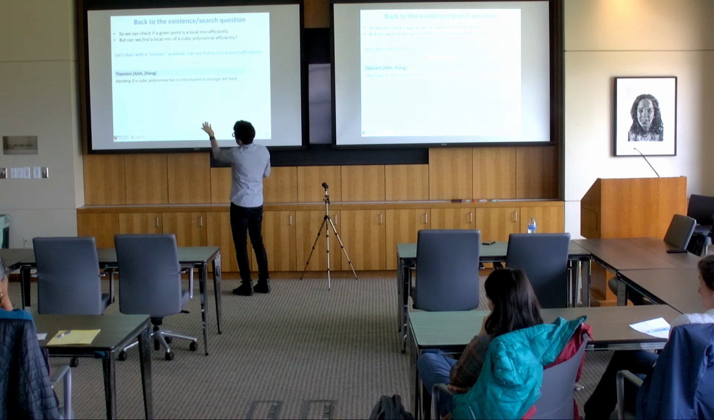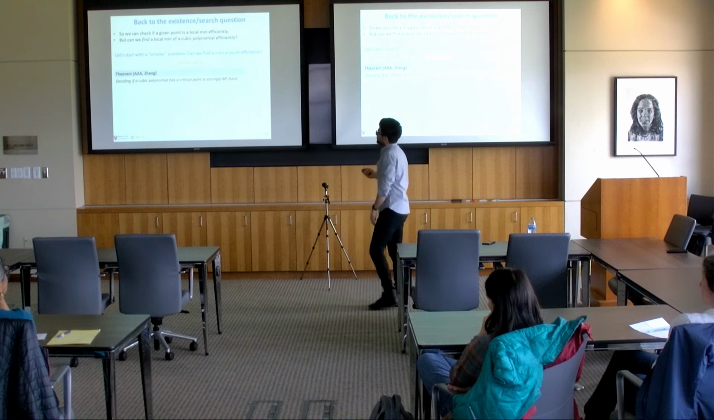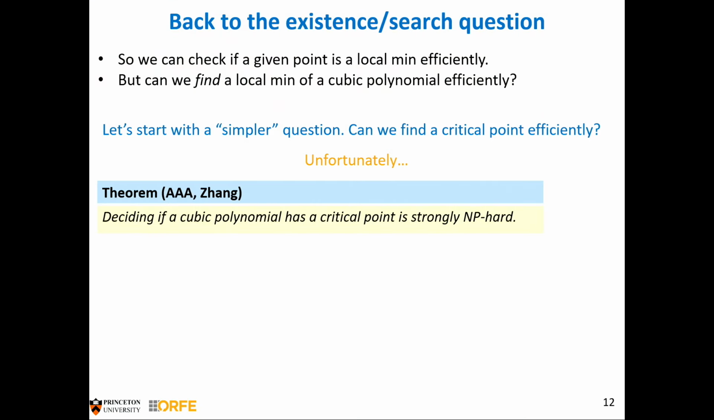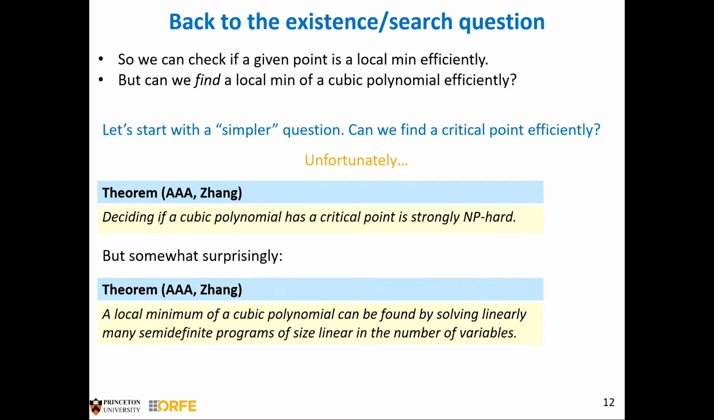And we showed that, and I'm going to prove this, it's easy to prove, that in fact finding a critical point of a cubic polynomial is an intractable task. So more formally, testing if a cubic has a critical point is strongly NP-hard. However, somewhat surprisingly, at least to us, you can find a local minimum of a cubic polynomial by semidefinite programming. And this is not a hierarchy of SDPs or anything. It's just a fixed set of semidefinite programs that have SDP blocks that are n by n. N is the number of variables. And in the worst case, you need to solve about 2n SDPs of size n.